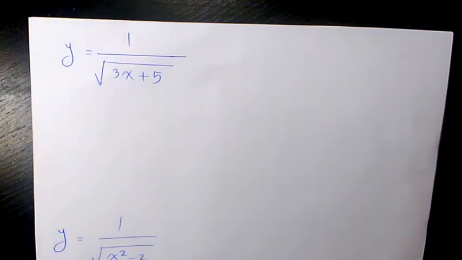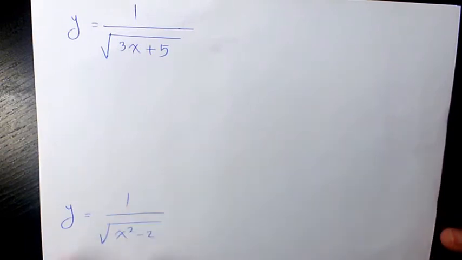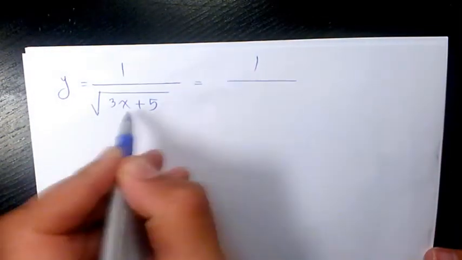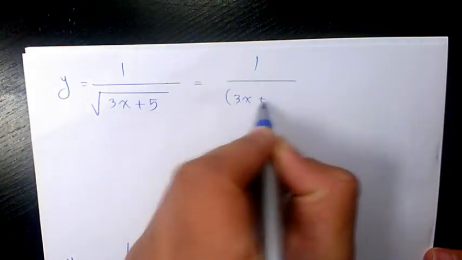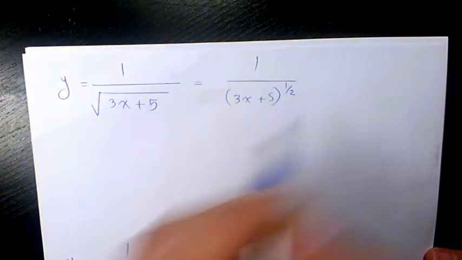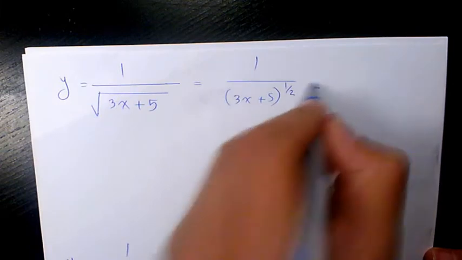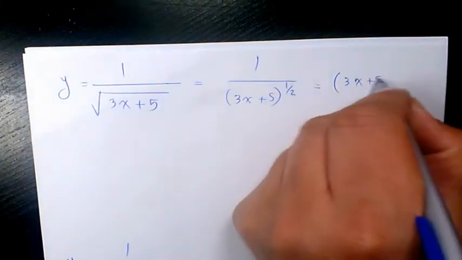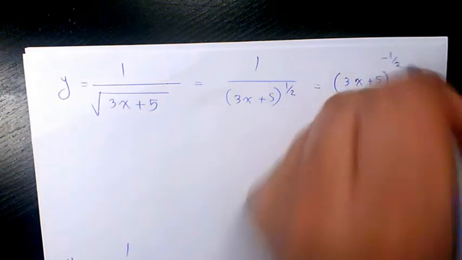Welcome to another video. In this video I want to show you how to find the derivative of 1 over square root of 3x plus 5, and another example we do later on. So how do we do it? We have 1 over 3x plus 5 to the power of 1 over 2. So the best thing is to move this one to the numerator. It's going to be 3x plus 5 to the power of negative 1 over 2.